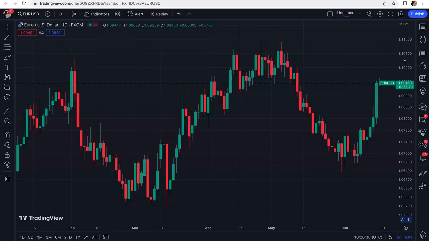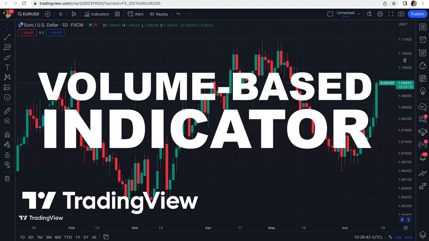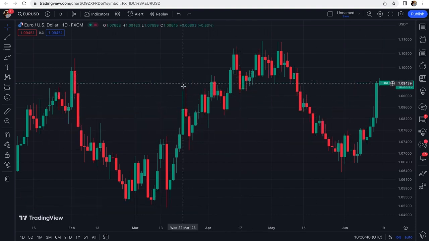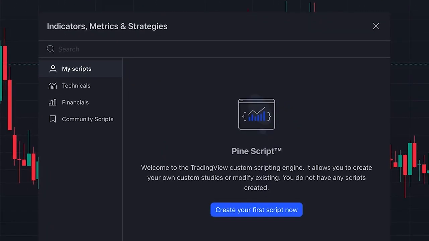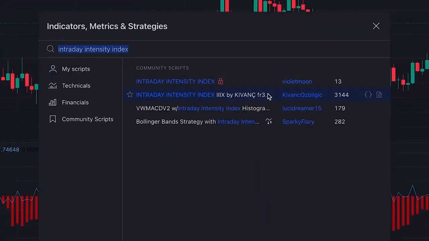In today's video, I want to introduce a volume-based indicator on TradingView that helps you to increase your win rate and find the best trading opportunities in the market. To add this amazing indicator to our chart, here we click on indicators and we search intraday intensity index, this one, which is written by someone named Kivonk Ozbilgik, if I'm pronouncing his name correctly.